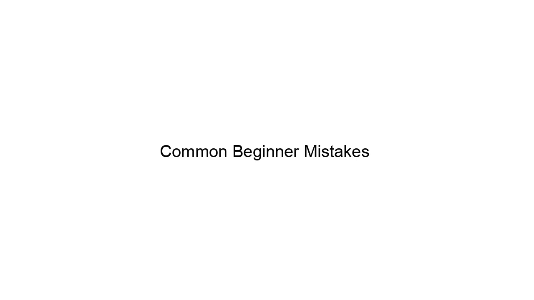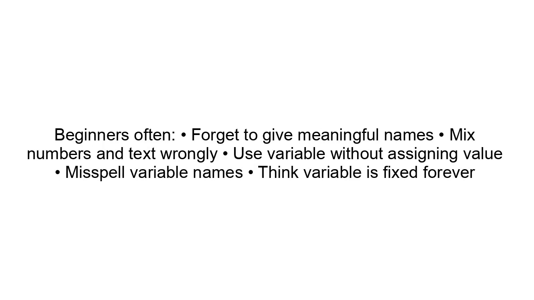Common beginner mistakes. Beginners often forget to give meaningful names. Mix numbers and text wrongly. Use variable without assigning value. Misspell variable names. Think variable is fixed forever. These happen because variables must be defined properly.